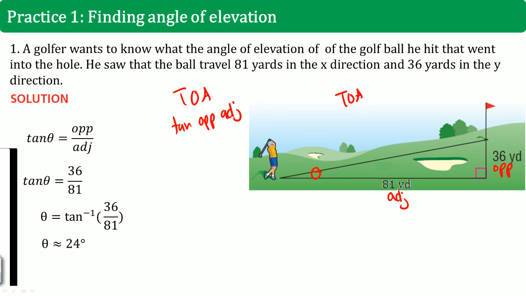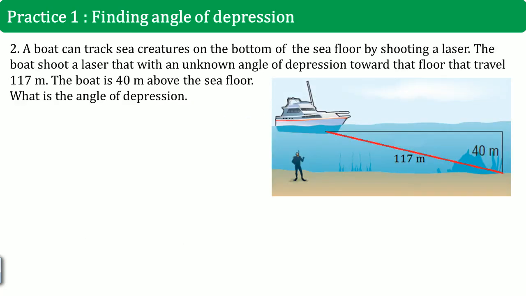Number 2, a boat can track sea creatures on the bottom of the sea floor by shooting lasers at it. The boat can shoot a laser with an unknown angle of depression towards the floor that travels 117 meters. The boat is 40 meters above the sea floor. What is the angle of depression? It's this angle here. We should label our parts. 117 is our longest side, which is the hypotenuse. 40 is right here. It's on the opposite side. So we have opposite and hypotenuse.